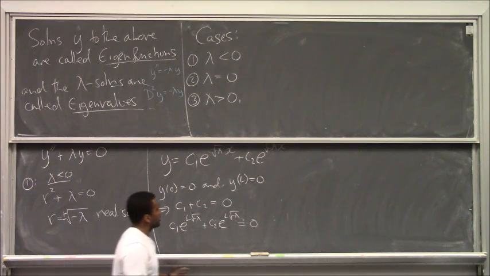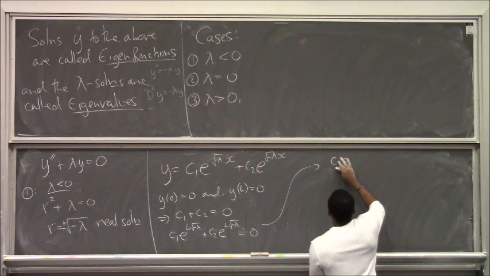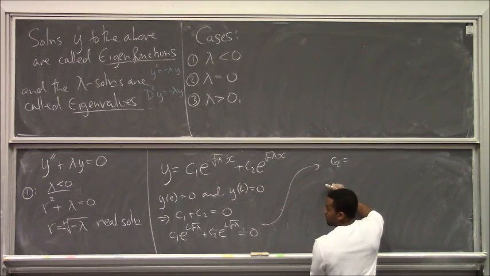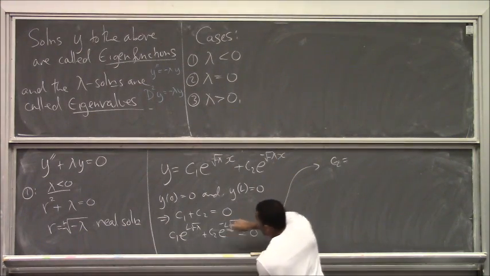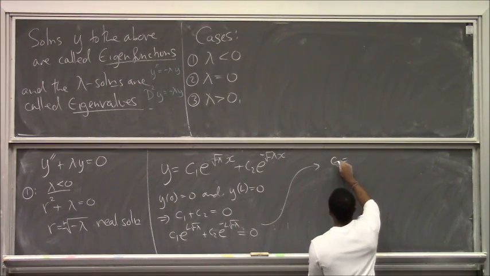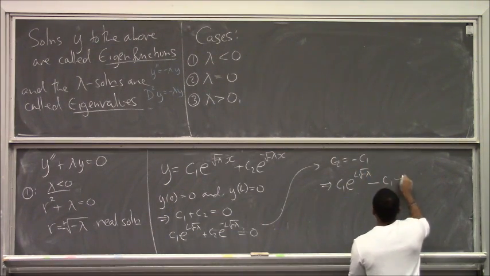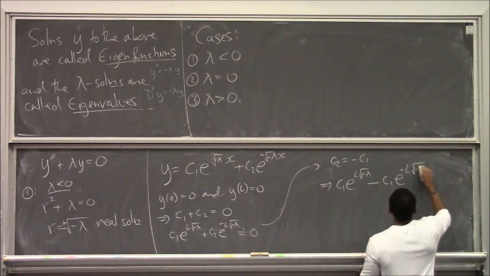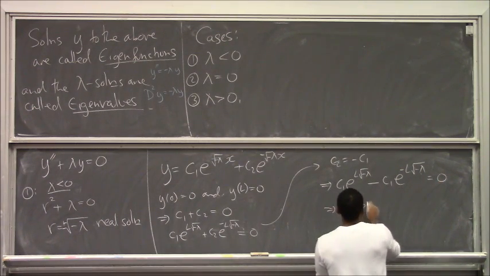What's that solution? Also, in the c2 term, there should be a minus sign. Yep. So we have c2 is going to be negative c1. So plug that into the second equation. That would mean that c1 e to the L radical minus lambda minus c1 e to the minus L radical minus lambda equals 0. This means c1 is a constant that I can factor out.